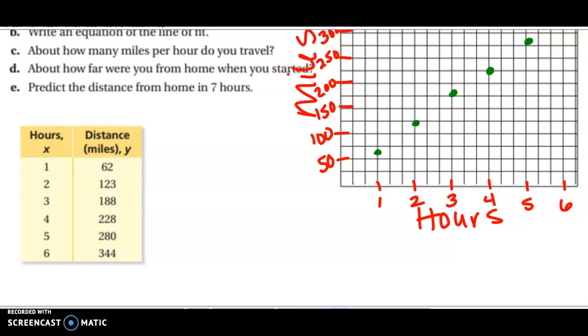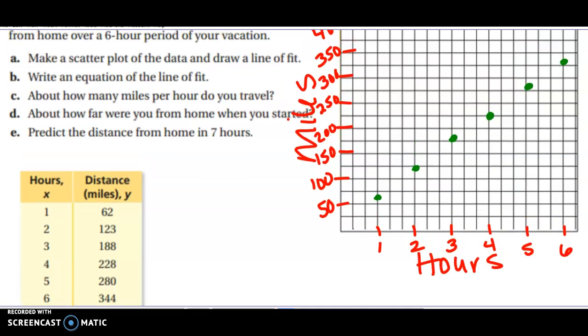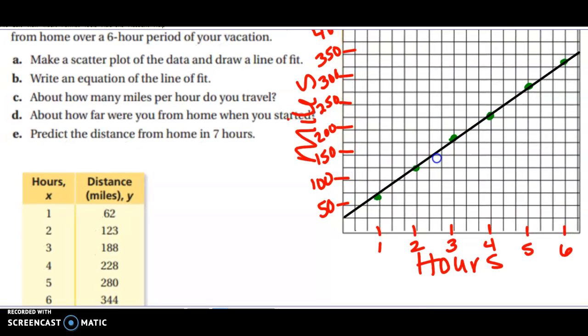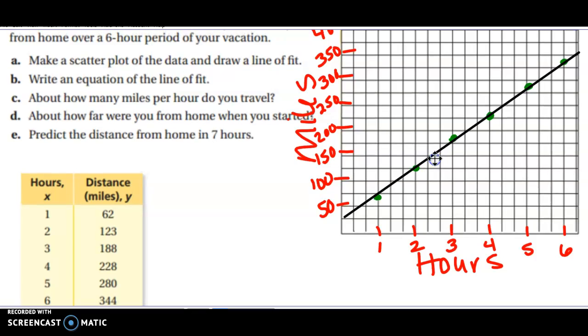That's okay. I'm going to go ahead and draw my line of best fit. Let's see here. That was a little straighter for you. And I did that. So it said make a scatter plot of the data, draw a line of best fit, write an equation. Okay, now notice how this line does not go through 0, 0. So I am going to have to add something on the end of it here.